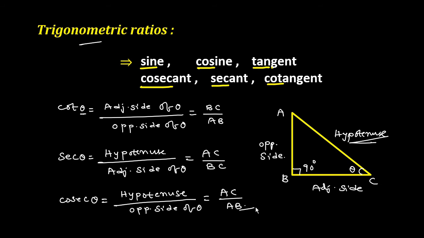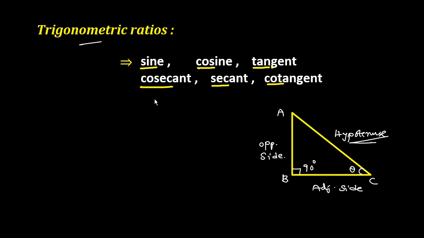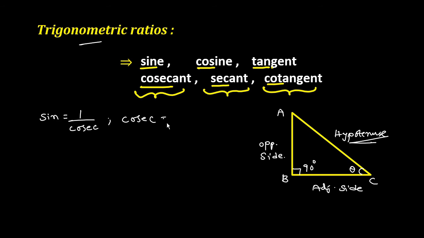So these are the 6 trigonometric ratios. Is there any relation between these 6 trigonometric ratios? Of course there is a relation. I would like to make these 6 trigonometric ratios into 3 pairs. Sine and cosecant as one pair, cos and secant as other, tan and cotangent as another pair. Now these pairs of trigonometric ratios are reciprocal to each other. Reciprocal means sine can be written as 1 by cosecant and cosecant can be written as 1 by sine.